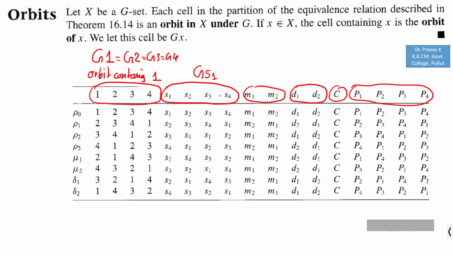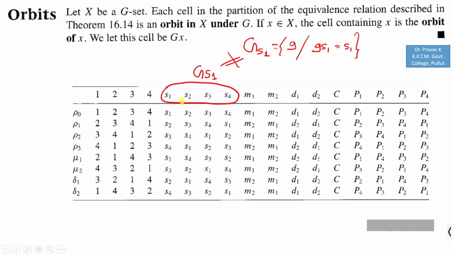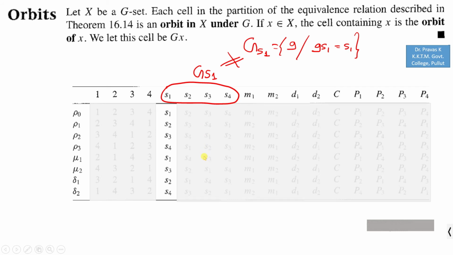Now let us have a look at the orbit GS1. If you note the notation of this orbit, you must see that this is different from G suffix S1, which is the collection of all elements g such that gS1 is equal to S1. The first one is a set, whereas the second one, that is G suffix S1, is a subgroup of G. Now in order to find a relation between GS1 and G suffix S1, let us have a look at the column of S1, that is the action of G on S1.